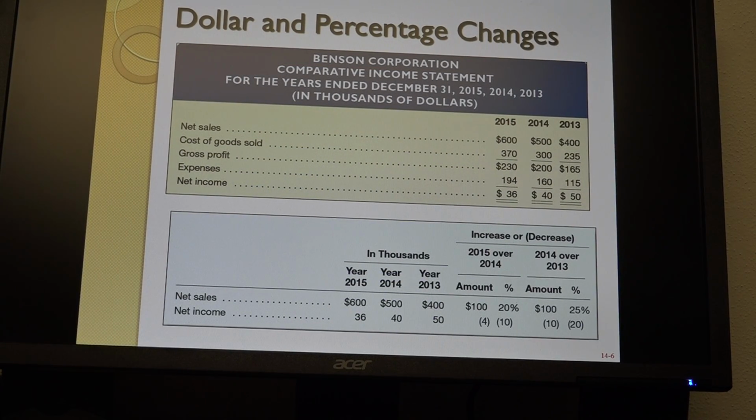All right, so here what we're looking at is a company with comparative income statements from year 13, 14, and 15. And so here are the raw numbers up at top. Down below, you have the change in percentages. So you've got your net sales there, you've got your net income, and then over to the right bottom area, you've got your increase or decrease.